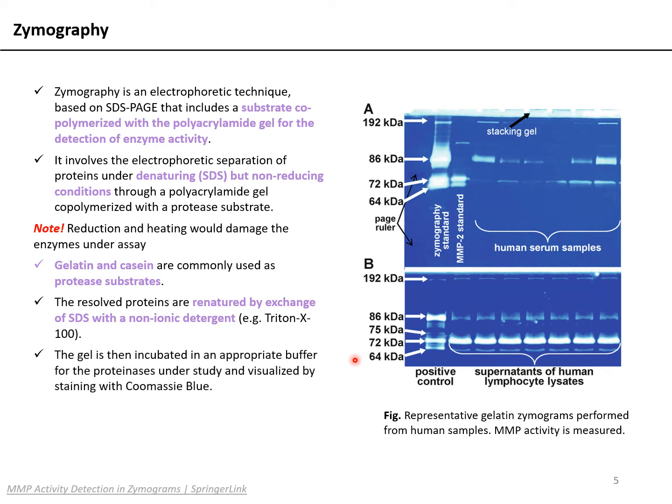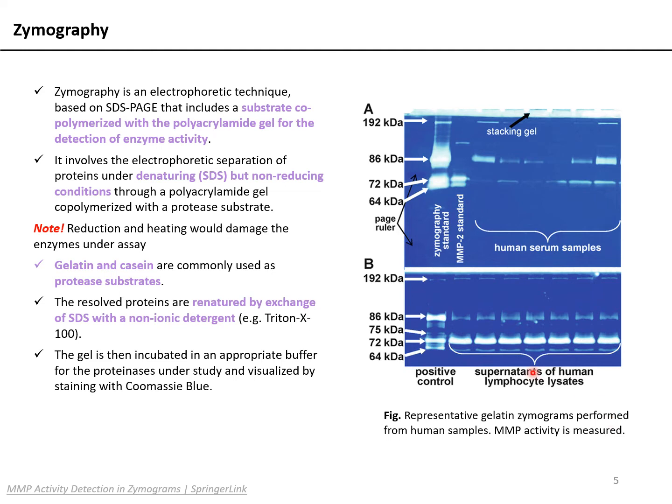The gel will then be incubated in an appropriate buffer for the proteinases under study and visualized by staining with Coomassie blue. So if you take a look here at the gel, you can see that the entire gel is getting stained blue because of the presence of the protease substrate, which in this case is gelatin. So it is taking up the stain and it's getting stained blue, and only in the regions where you have enzymatic activity do you obtain clear bands.